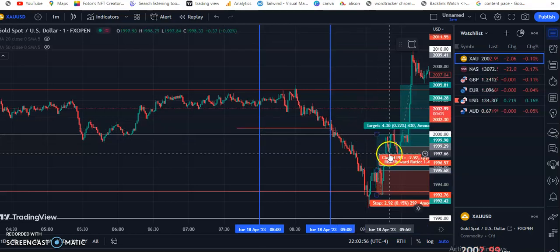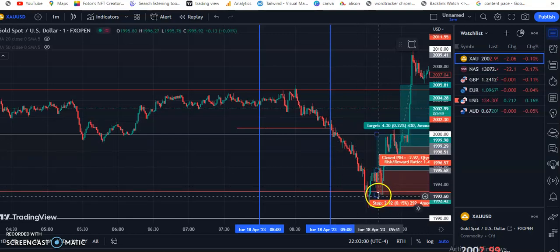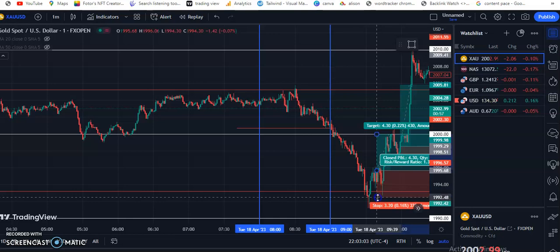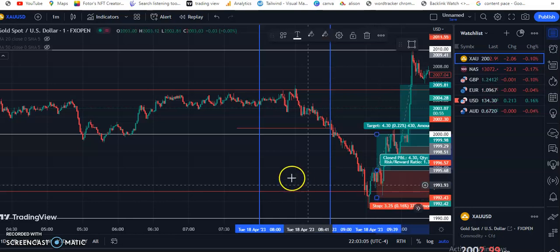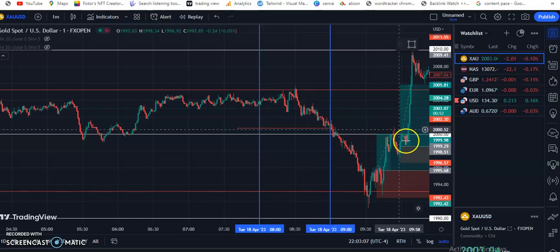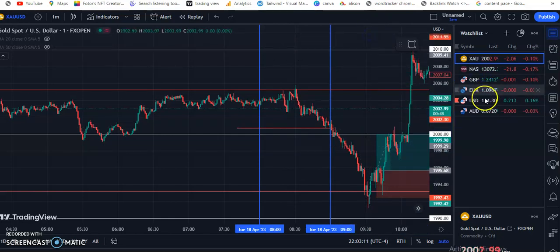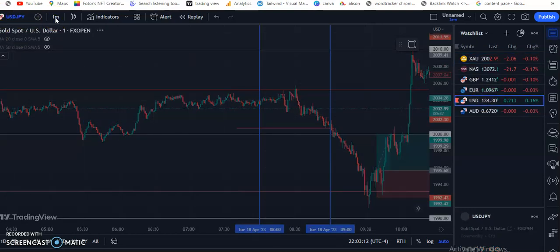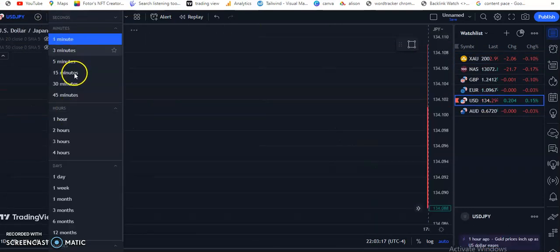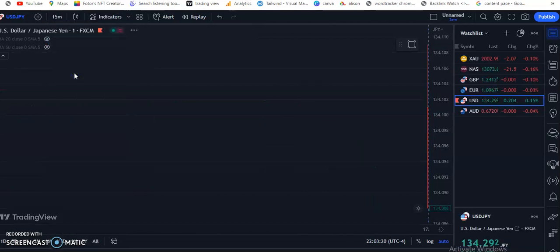Now, I got in a bit late because I was analyzing USD JPY, the Japanese yen. Now, this is not a trade that I took in my account. I took a trade from the Japanese yen. I find it is far much more stable than gold. Well, things change.